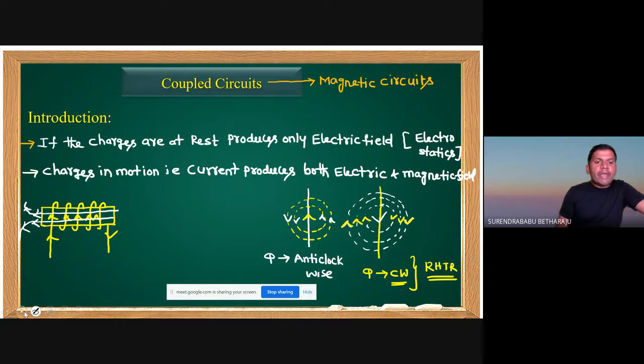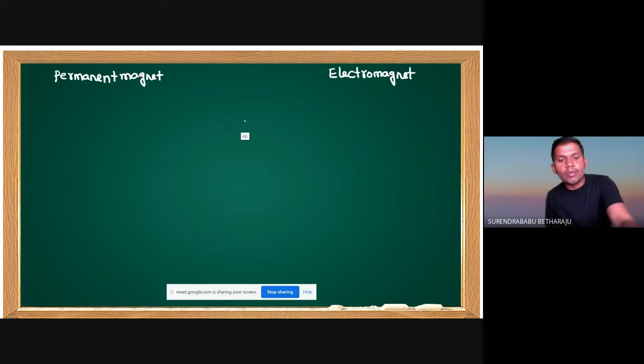Generally, there are two types of magnets, students. One is permanent magnet. Another one is electromagnet.